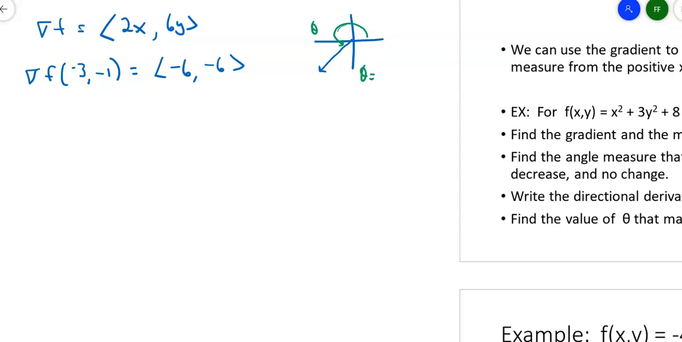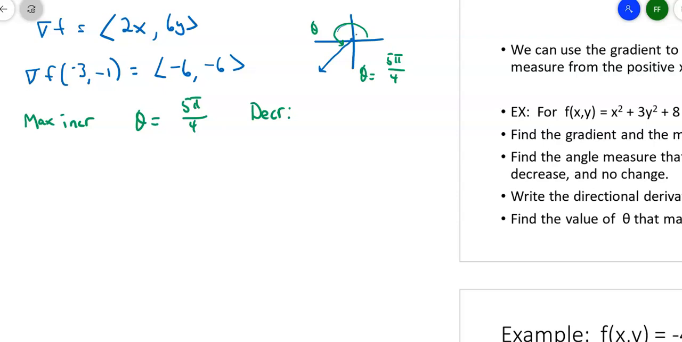That theta value must be 5 pi over 4. Right? 4 pi over 4 would be the axis, so add another pi over 4, and I'm at 5 pi over 4. So the maximum increase must happen at theta equals 5 pi over 4, in the same direction as the gradient. Maximum decrease is the opposite of it. So 5 pi over 4 goes down to the left.